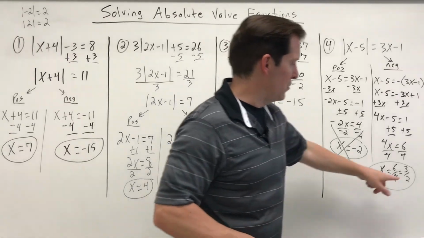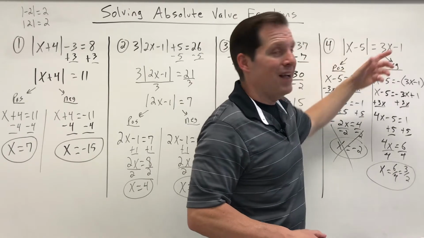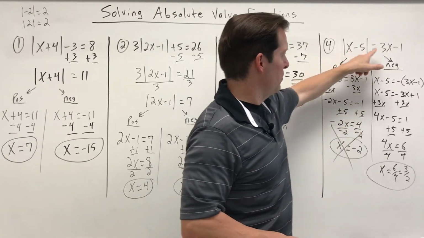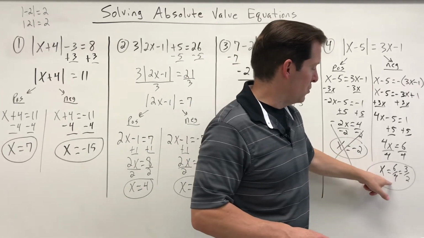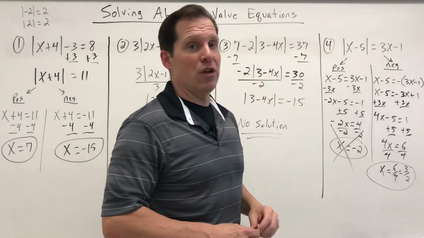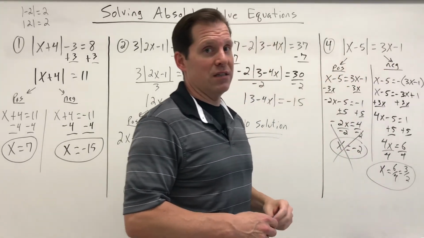Let's look at 3 over 2. Now, if you plugged in 3 over 2 here and you plugged in 3 over 2 here, I'm kind of out of space, but if you do plug 3 over 2 in for both of those, you would see that it is true. So this is our only solution, which is x equals 3 over 2. So again, don't forget to check that, especially when you have a variable on the right side.